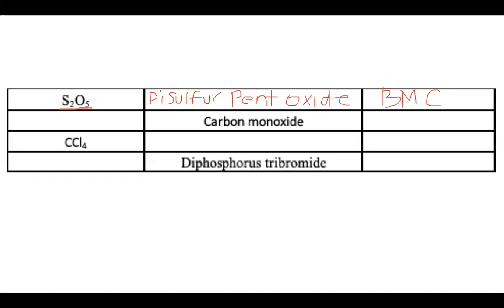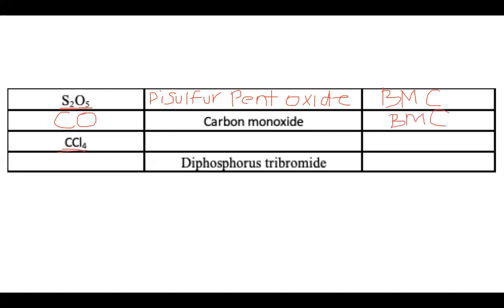Let's see the next one. We have the name and we have to write the formula. It says carbon monoxide, okay? So we know that it's carbon, symbol C, oxide, it's O, and since it says mono, it means that we have a number 1 at the bottom that is not written, okay? So this is also a binary molecular compound, okay?